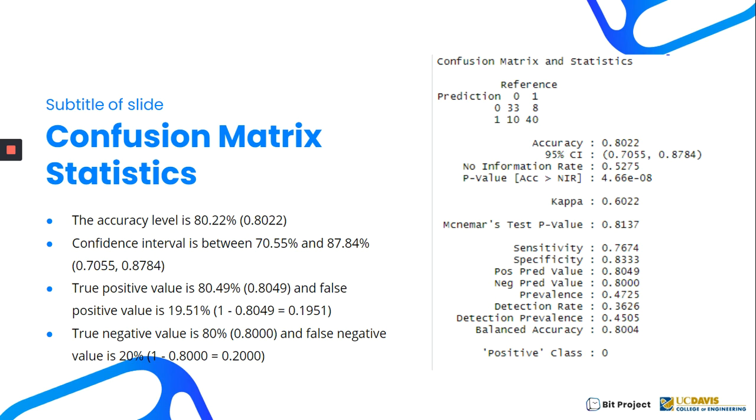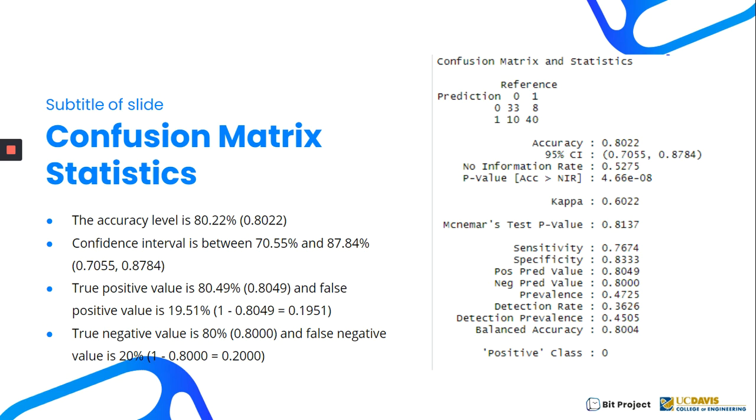Now, to look at the true positive rate, we have an 80.49% accuracy level, and the false positive rate is 19.51%, which you get from 1 minus the true positive rate. This means that the majority of patients were correctly determined to actually be diagnosed with heart disease. So that means the doctors made a lot fewer mistakes on average.